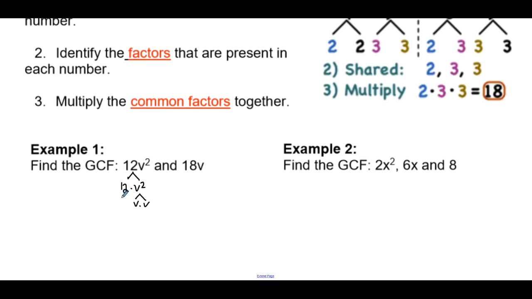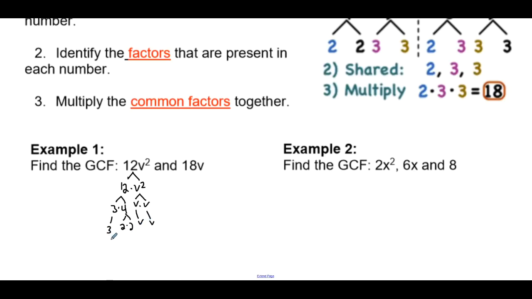Now guys, there's more than one way to do almost every one of these problems. 12, you could write 2 times 6. You could write 3 times 4. One of them is not wrong. They will both work. You should probably write a 4 that doesn't look like a 9. But they'll both work. It doesn't matter. Then I'm going to keep going because 4 also has a 2 times a 2. So this 3 continues to come down, the v comes down, and this v comes down. So that my prime factorization of 12v squared is 3 times 2 times 2 times v times v.